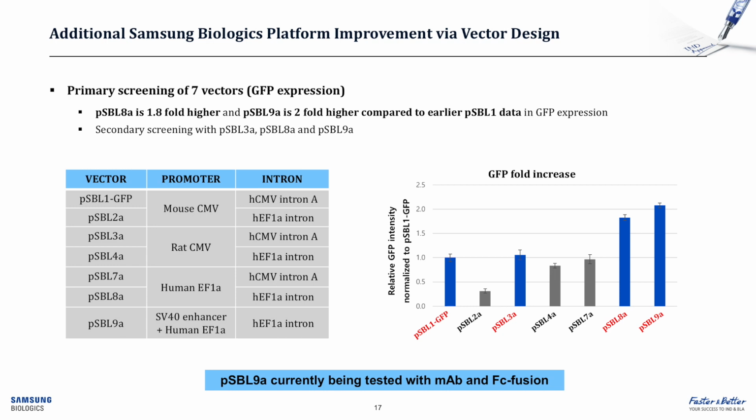We looked at a number of different promoter and intron combinations here. And as you can see on the right, we see quite a marked increase in the overall GFP expression. So 1.8 or twofold increase using GFP.